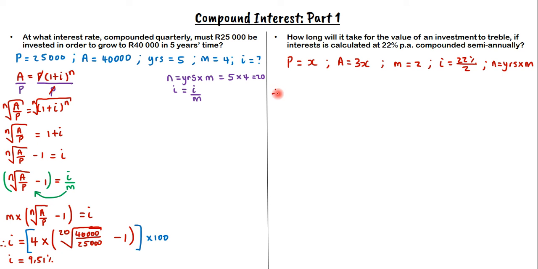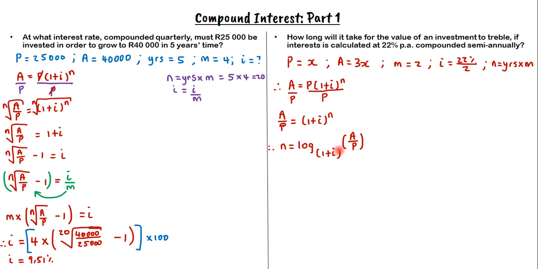Okay, so now the same applies here. First thing first, we're going to write the formula p into 1 plus i into n, and then we're going to solve for n. Now to get n, we start by dividing by p, and then we have a over p equals 1 plus i into n. Now to get n, which is an exponential, I'm going to apply logs. So I'm going to say n equals log base 1 plus i into a over p.